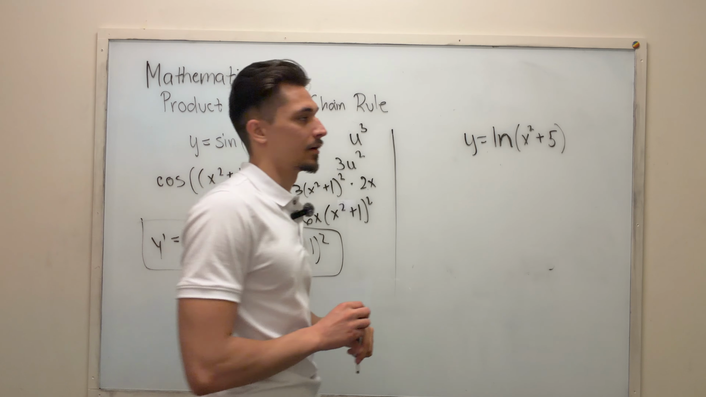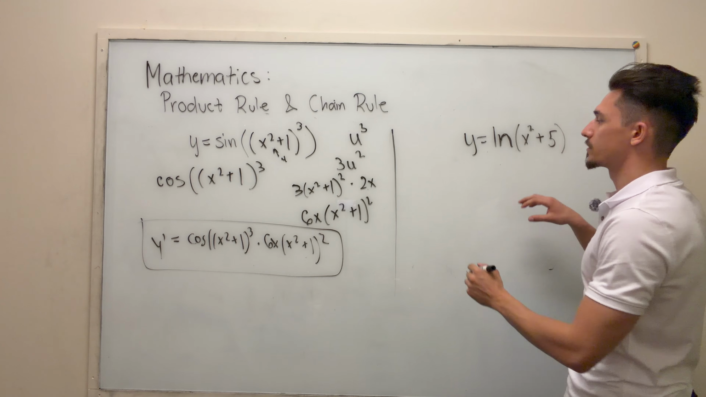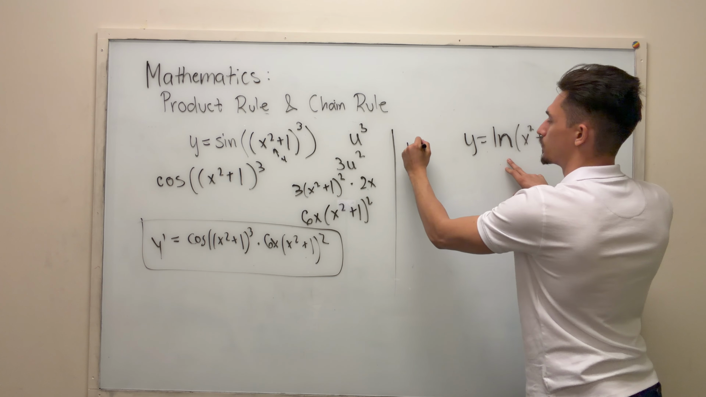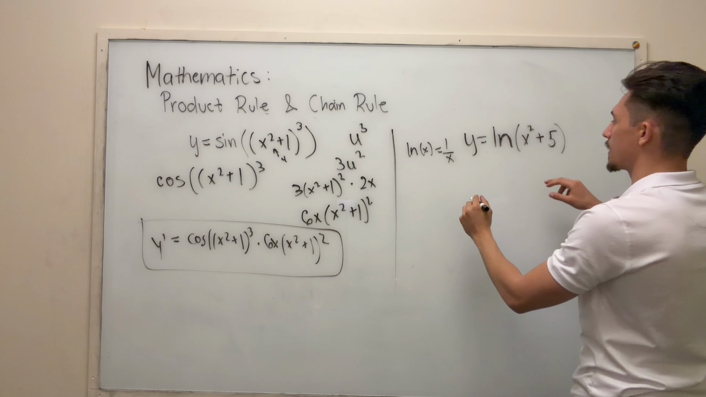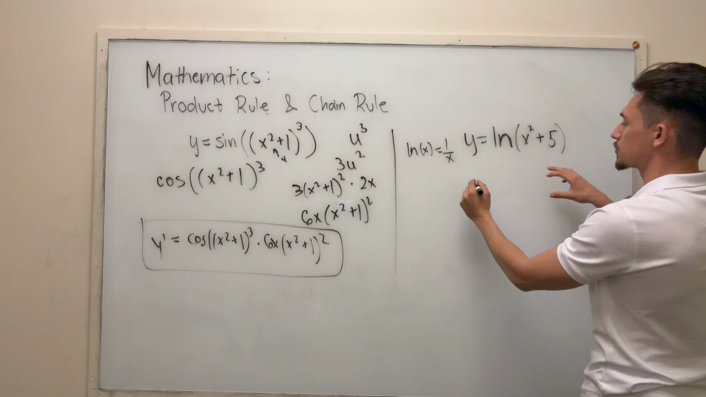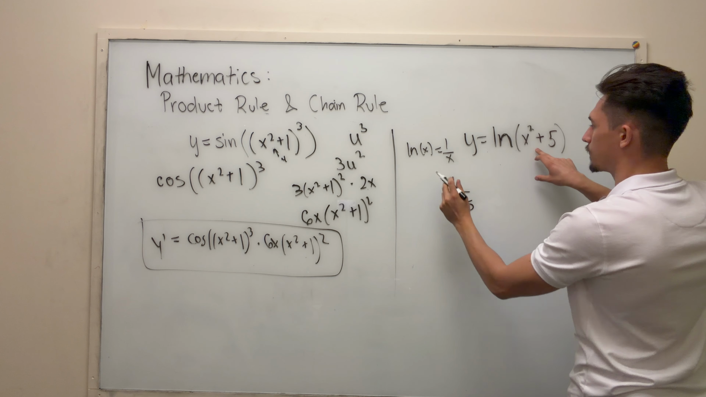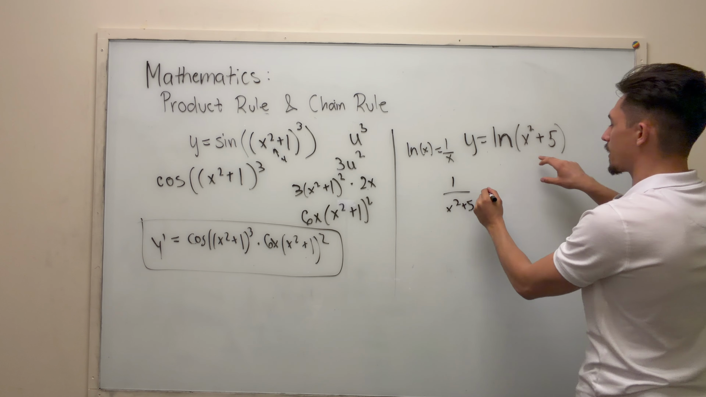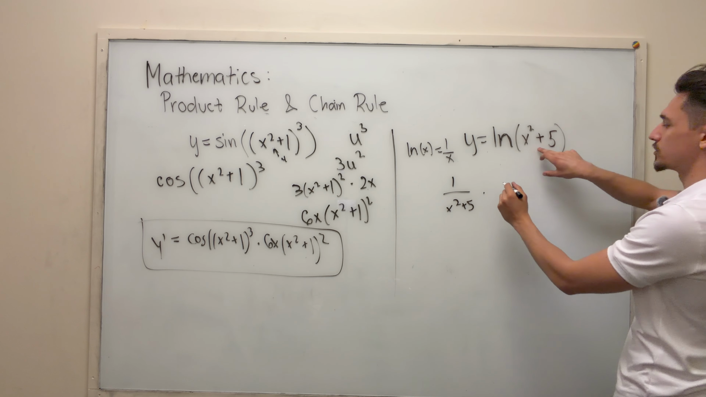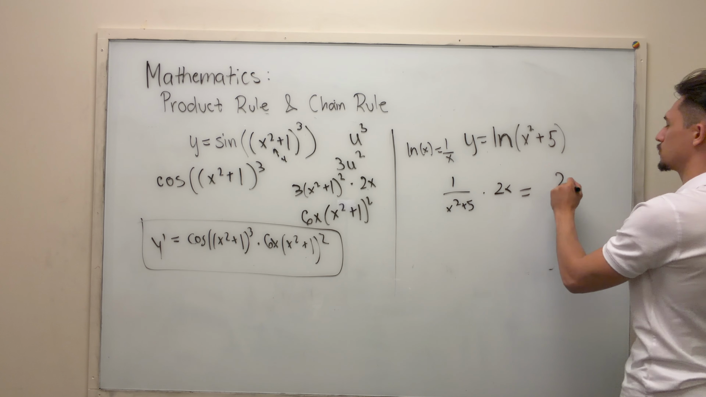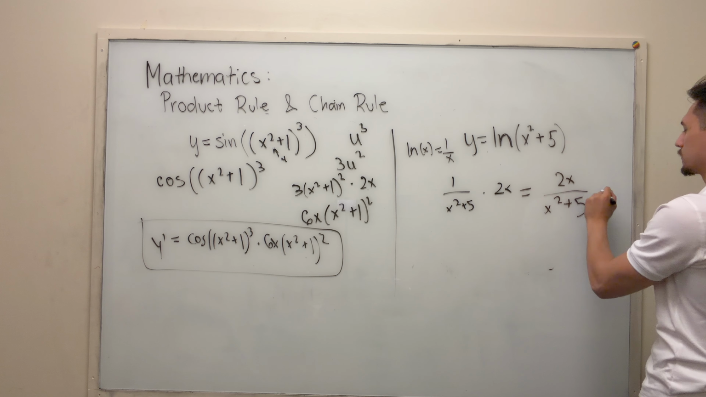And then for the last one, it looks a little bit more intimidating because now we have a natural log. But if you remember, the derivative of the natural log of x is 1 over x. So in this case, we take the derivative of what's outside first. So we do 1 over x squared plus 5, using this. And then we multiply it by the derivative of what's inside, x squared plus 5, which is just 2x, which gives us 2x over x squared plus 5. So that's my derivative.